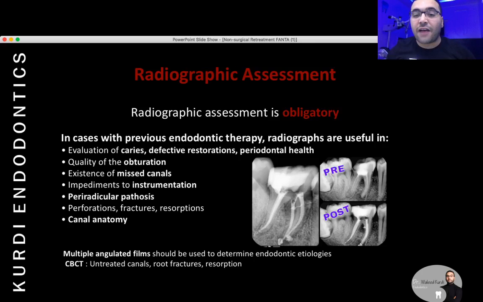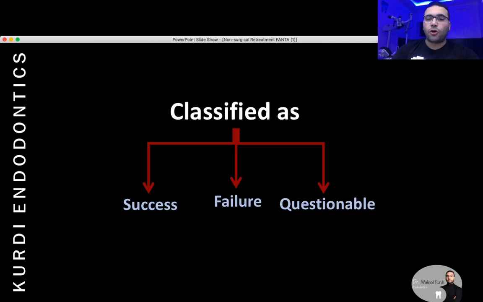What about radiographic assessment? It's obligatory. Sometimes even the normal periapical X-ray is not enough, and we need this kind of cone-beam CT. But you should make a radiographic assessment. You should evaluate the caries, know the quality of the previous obturation, if there is a missed canal, if there is any impediment to make a good shaping or instrumentation, if you have any periapical pathosis. As I said, all these factors affect the prognosis of such cases.